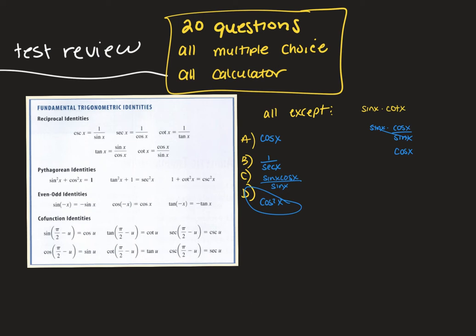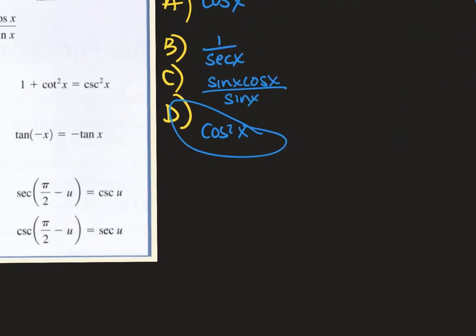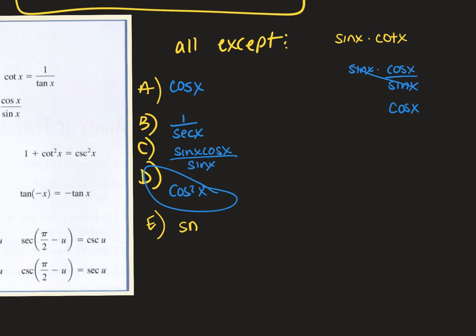And then, oh, that's another one. This could have been E. Could have been sine, what was our answer? Sine of pi over 2 minus x, right? Because that would also be cosine. So all of those things could be in that list, and then you've got to figure out which one doesn't work, which is what that all except means.